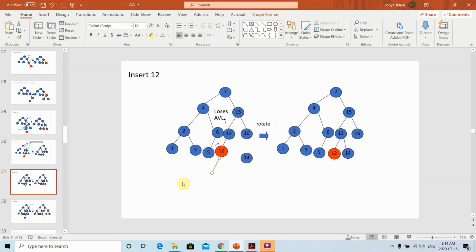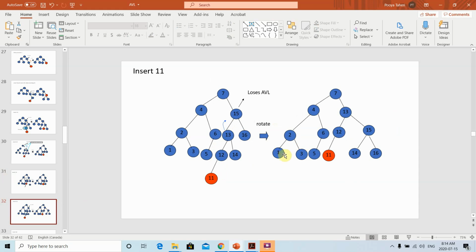Now this is balanced. The next case is this one, right? For this one, we are inserting 11. Right, 11 is greater than 7, smaller than 15, smaller than 13, smaller than 12. It's going to be inserted as the left child of 12. Calculate the balance factors: 0, 1, 1, 2. This one loses its AVL property. What case is this? Right, we just do a left and left, right?